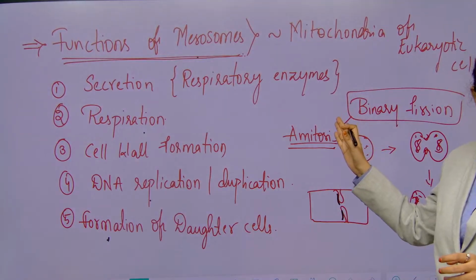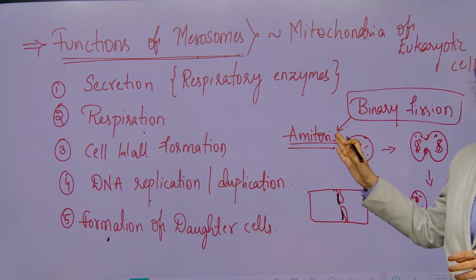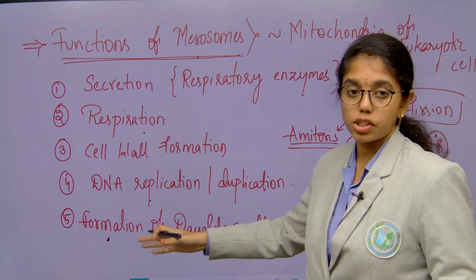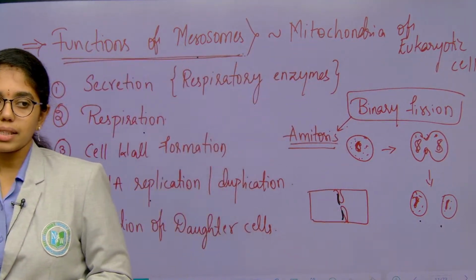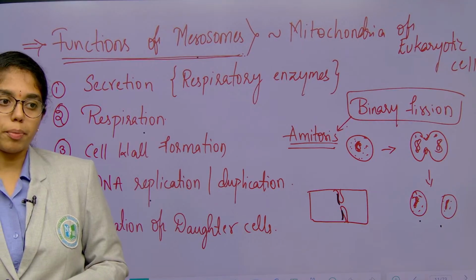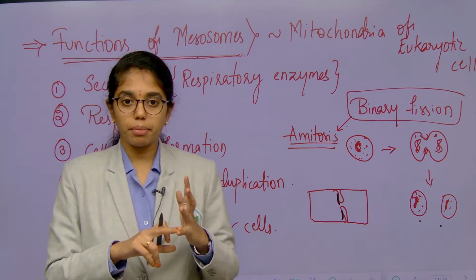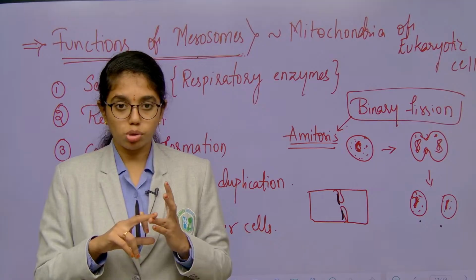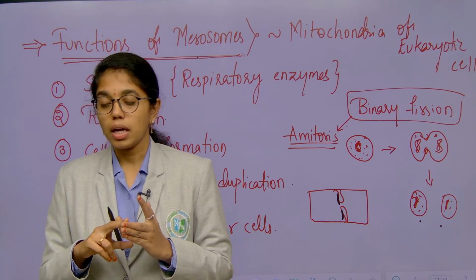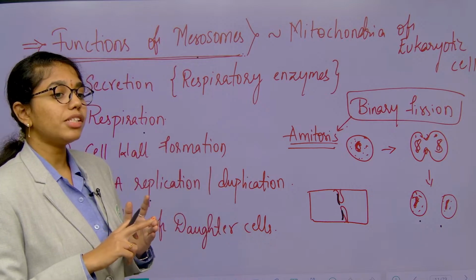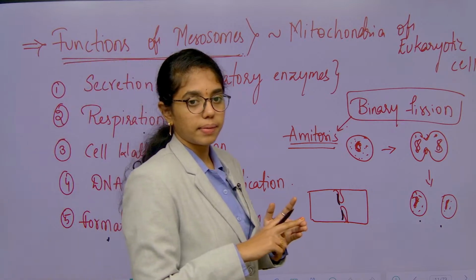I have learnt it here, right? Because they aid in respiration. How? By secreting out the respiratory enzymes. These are the major points you have to remember from a prokaryotic cell: non-membrane bound organelles, mesosomes and plasmid DNA. Functions of plasmid DNA. And then, what is the motile structure of a prokaryotic cell?